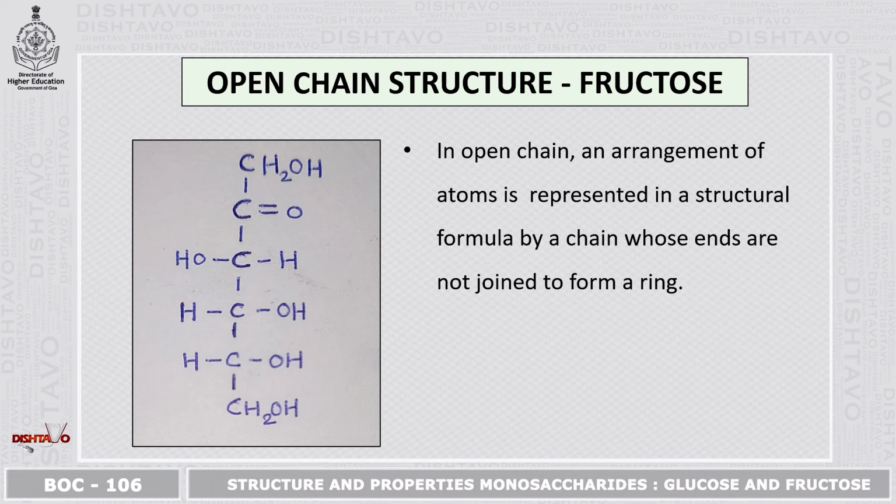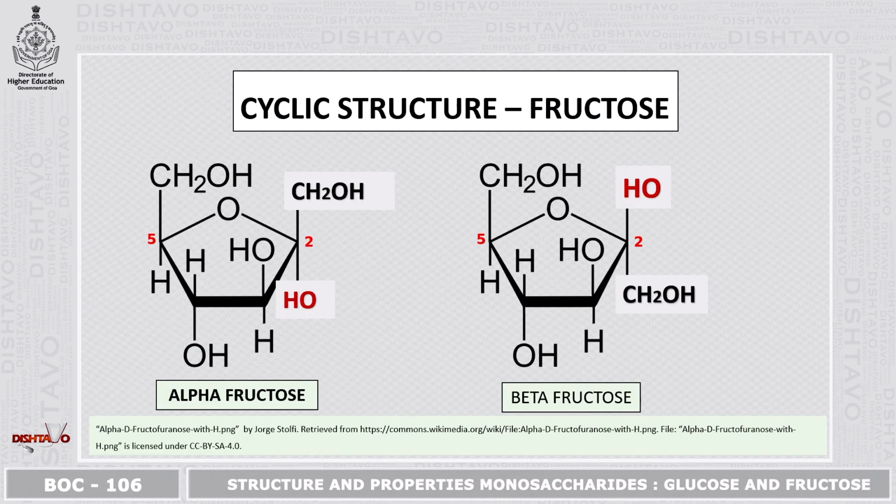Coming to the open chain structure of the fructose. So as you can see here, the number of carbons: 1, 2, 3, 4, 5 and 6. So this is the open chain structure of the fructose. Coming to the cyclic form of the fructose, cyclic structure basically. So you can see here, this is alpha fructose and this is beta fructose. Now the only difference is here the positioning of the OH group. Remaining all the structure is the same in case of alpha and beta fructose.